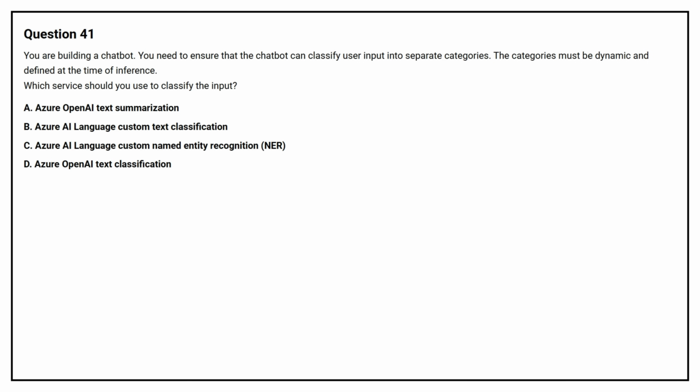Option A, Azure OpenAI Text Summarization. Option B, Azure AI Language Custom Text Classification. Option C, Azure AI Language Custom Named Entity Recognition (NER). Option D, Azure OpenAI Text Classification. The correct answer is option D, Azure OpenAI Text Classification.